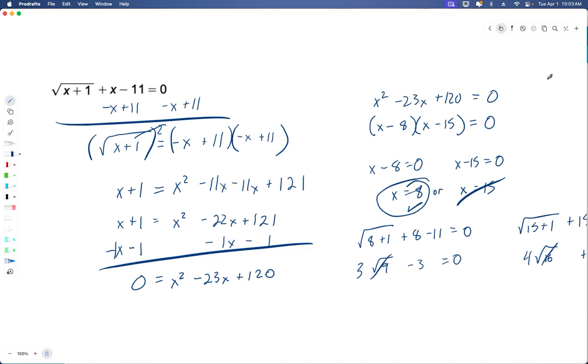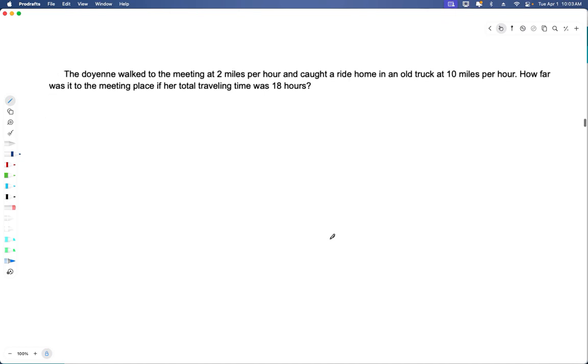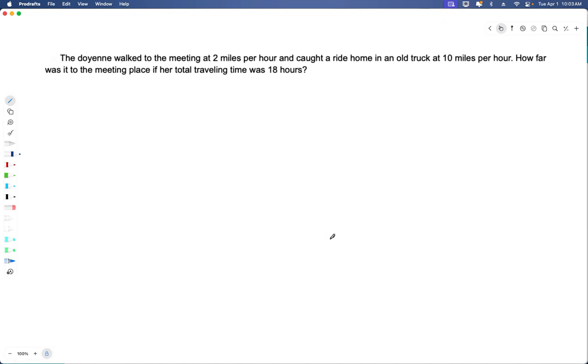All right, so next problem, let's look at it. It says the doyen walked to the meeting at 2 miles per hour. Okay, and so she went there. So her rate and her time. So she walked there first, and she walked there at 2 miles an hour. Okay, she caught a ride home in an old truck. So she rode home at 10 miles per hour. That was her rate. How far was it to the meeting place if her total traveling time was 18 hours? So her time walking plus her time riding is 18.